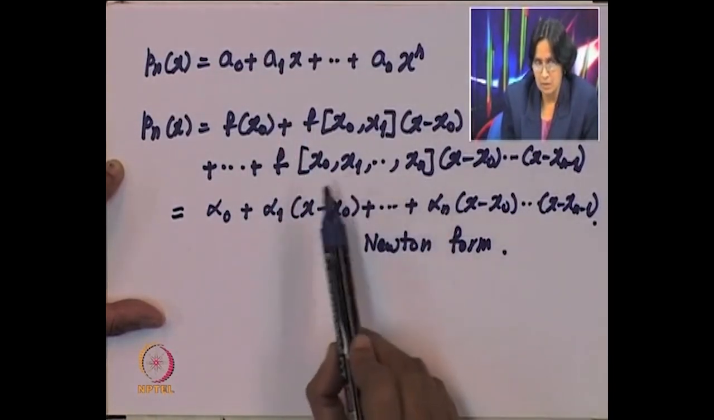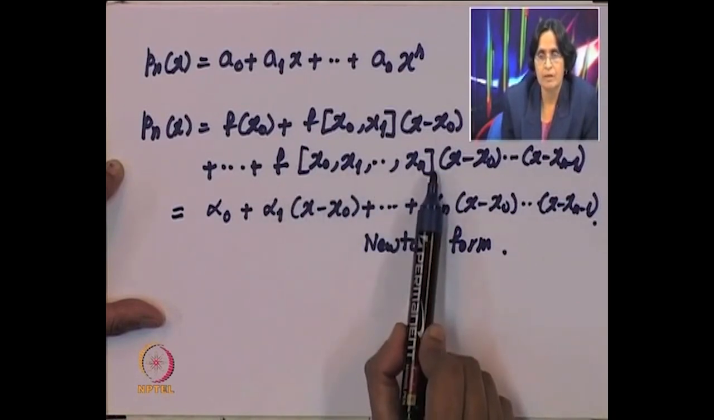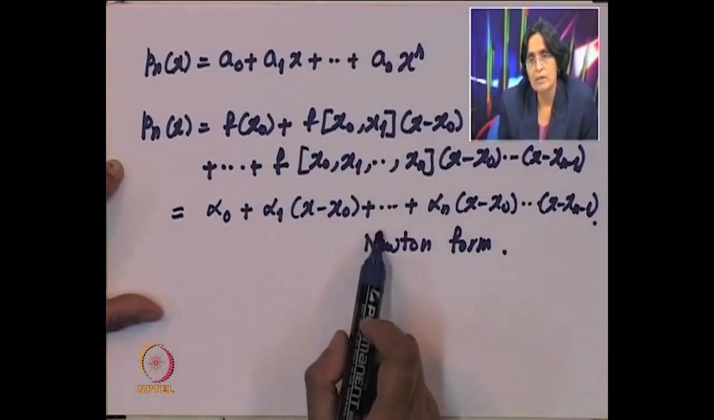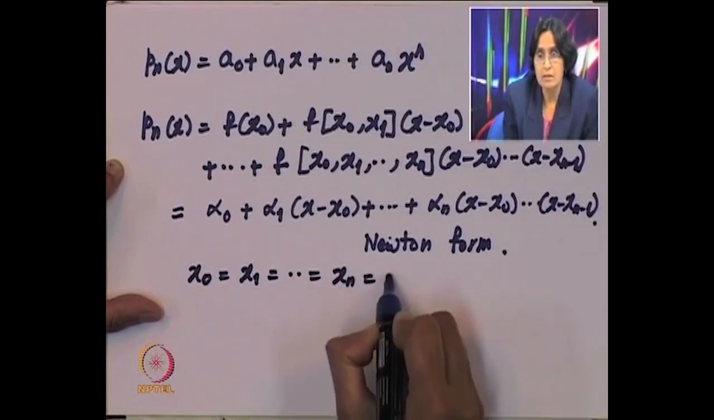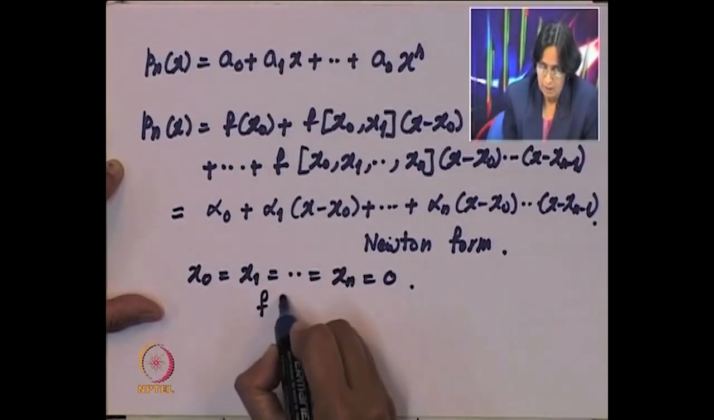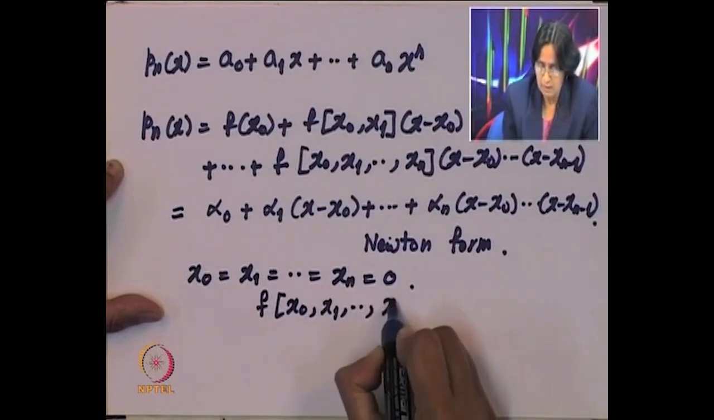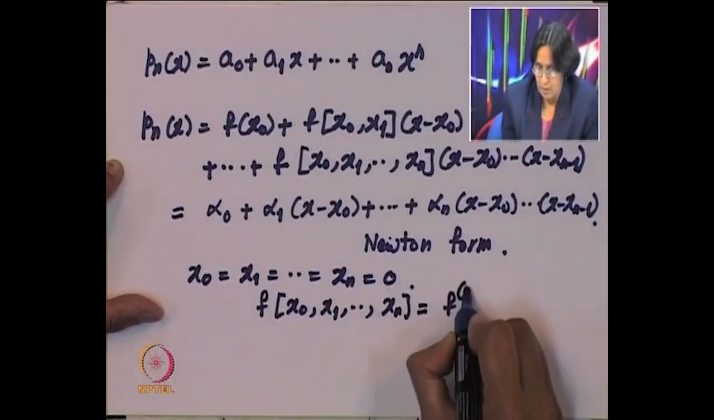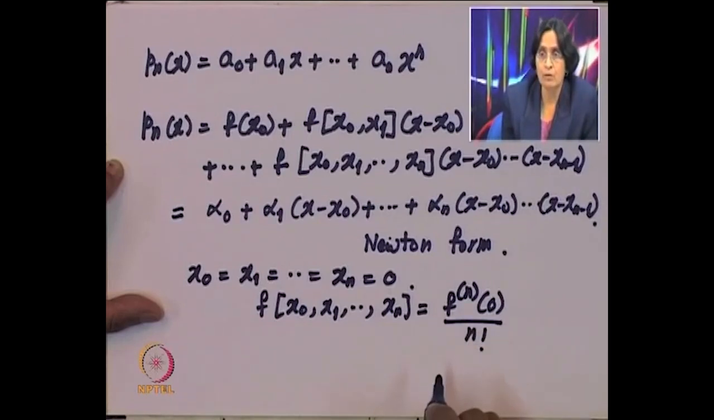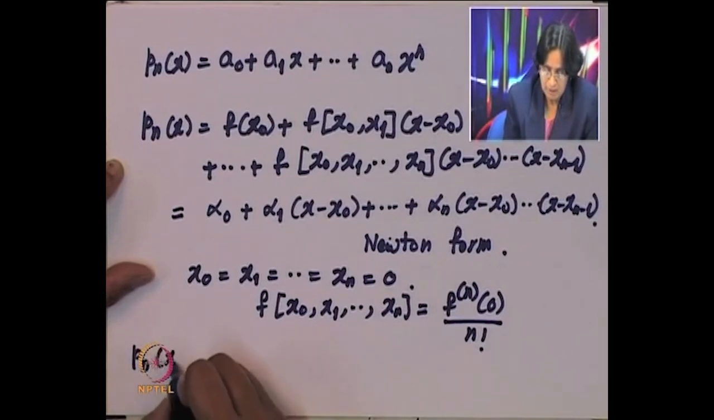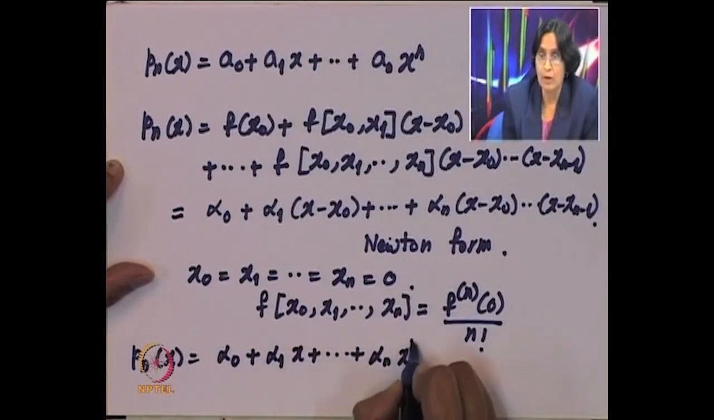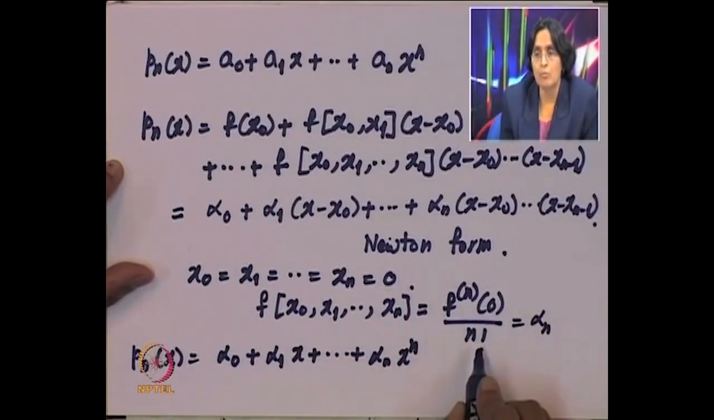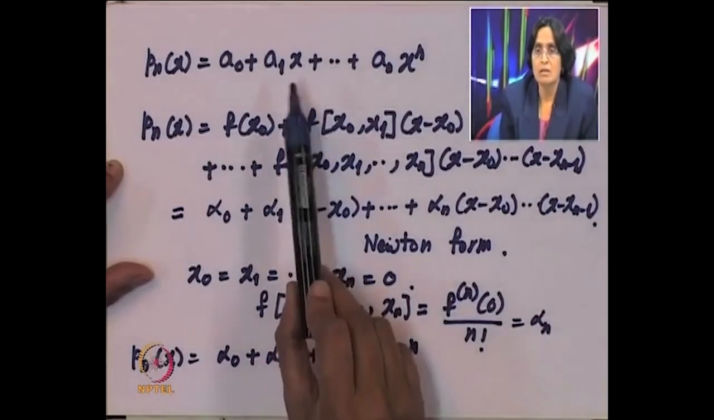Our alpha n is divided difference based on x 0, x 1, x n. Suppose your points are all 0. So, if you have got x 0 is equal to x 1 is equal to x n is equal to 0, then the divided difference f of x 0, x 1, x n is going to be equal to nth derivative at 0 divided by n factorial, and hence your p n x will be alpha 0 plus alpha 1 x plus alpha n x raise to n, where alpha n is f n 0 by n factorial. So, that is nothing but the Taylor's truncated series. So, here the center is 0.